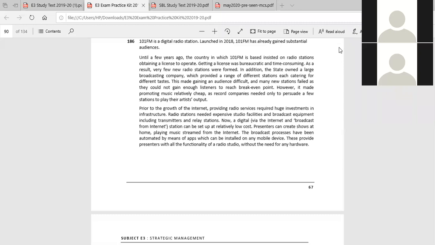In addition, the state owned a large broadcasting company which provided a range of different stations, each catering for different tastes. This made gaining an audience difficult, and many new stations failed as they could not gain enough listeners to reach break-even point. However, it made promoting music relatively cheap as record companies needed only to persuade a few stations to play their artists' output.